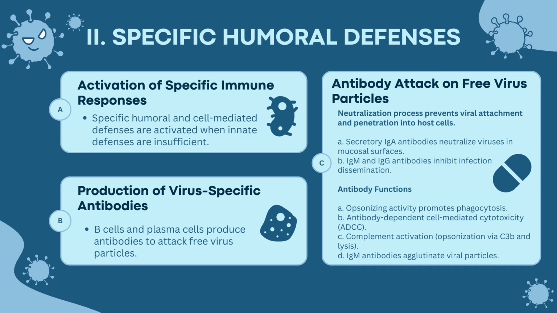Next, we have specific humoral defenses. First, we have the activation of specific immune responses. Specific humoral and cell-mediated defenses are activated when innate defenses are insufficient. Next, we have the production of virus-specific antibodies. B cells and plasma cells produce antibodies to attack free virus particles.